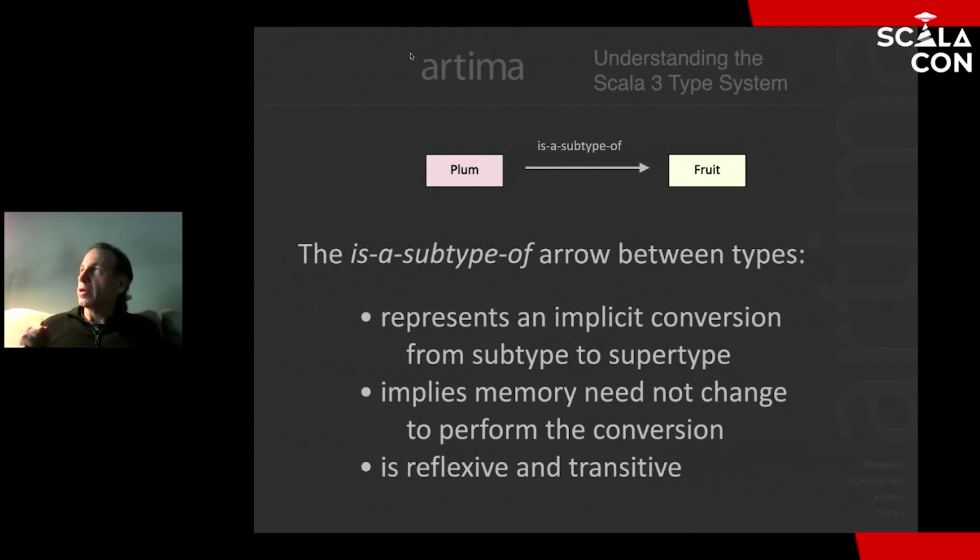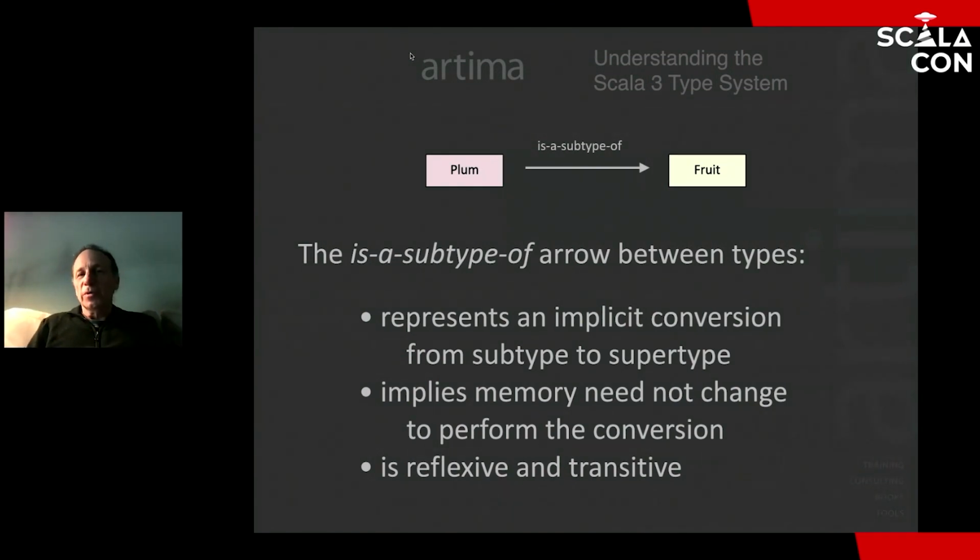But here's the other thing that I noticed, and I think is significant: this kind of subtype to supertype implicit conversion never needs to change memory. You don't need to change anything. Here's a chunk of memory that's a plum. I can just treat that as a fruit. I don't change anything. So it's not actually converting it or mutating it or changing it in any way. I just look at the same thing in a different way.